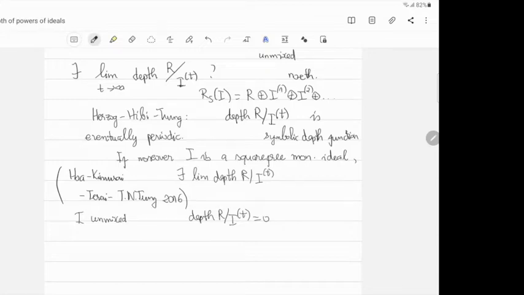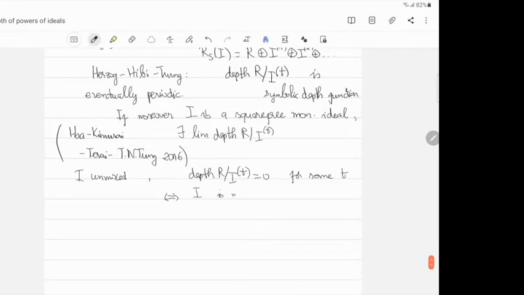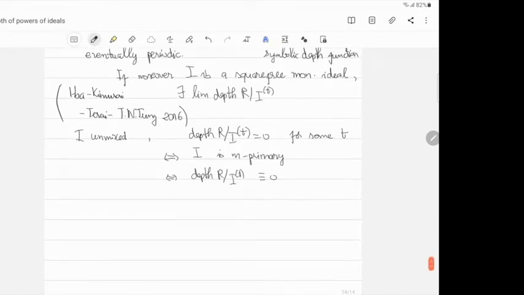And this depth is zero for some t only if I is m-primary, so the dimension of I is already zero, and this is equivalent to the symbolic depth function being identically zero. So the case that we should consider is the symbolic depth function with value at least one, right? So positive symbolic depth function.